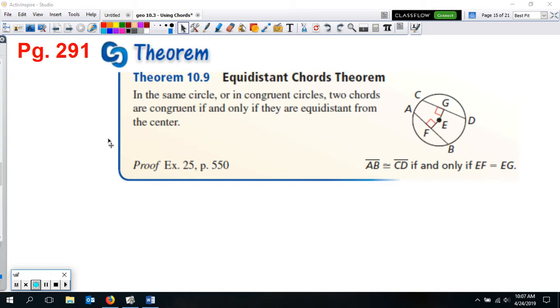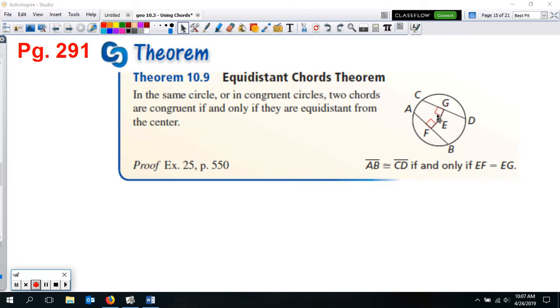All right, well, the next theorem there on page 291 is the equidistant chords theorem. For this one, it says in the same circle, or it could be congruent circles as well, two chords are congruent if and only if they are equidistant from the center. So that basically means we know that these two chords here, AB and CD, can be congruent if these two are going to be equal to each other.